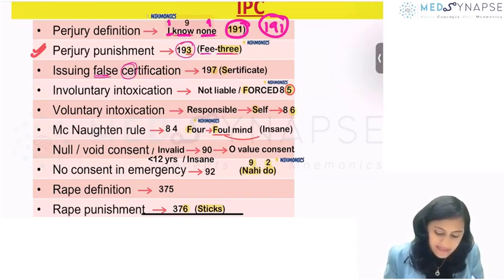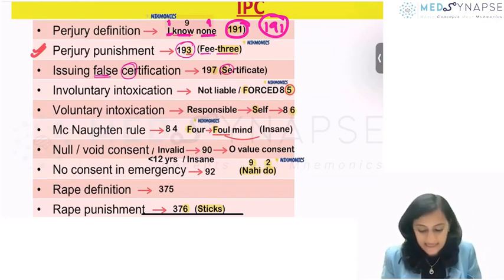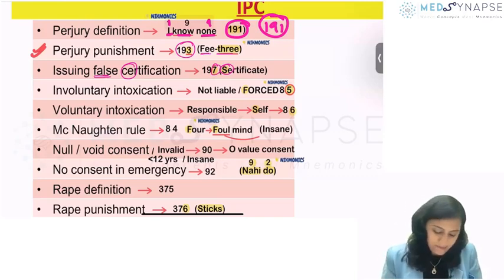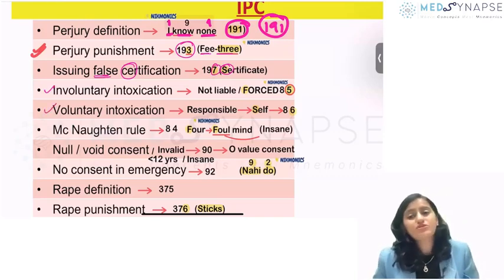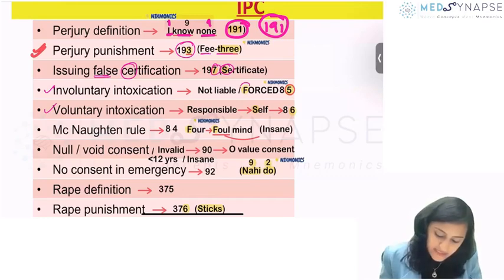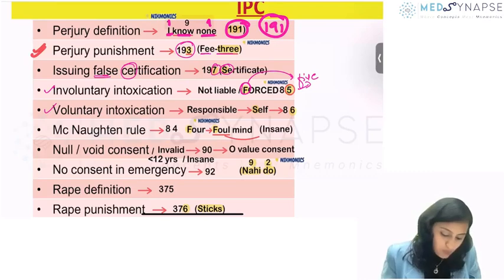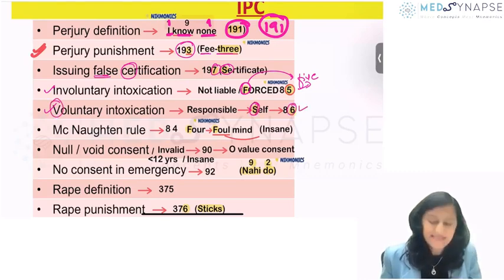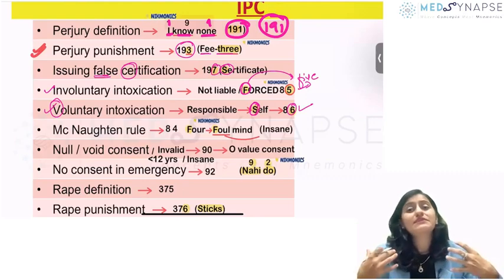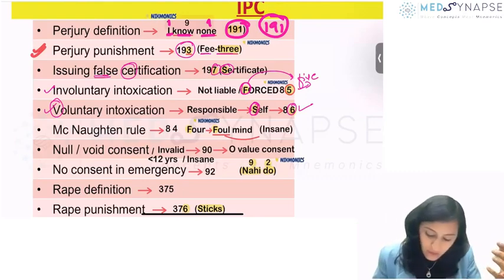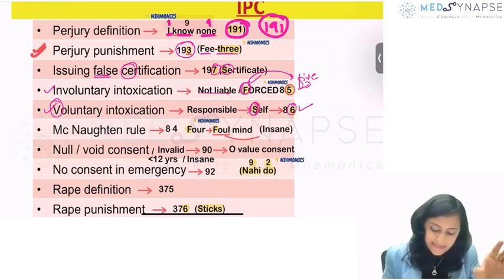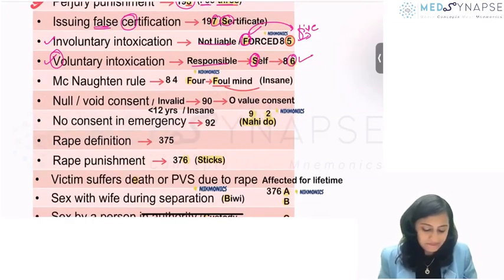False certificate, remember certificate is certificate, you can write it as SE, 197. Intoxication, involuntary, voluntary. Involuntary means I did not do it out of my choice, I was forced. So forced intoxication, F forced is 85. And when it is self-intoxication, out of self-choice, voluntary is self-choice, remember it is 86. When it is self-choice, I'll be responsible for it. When I am forced, I will not be responsible for it. So remember, 85 is forced, not liable. 86 is self, that is voluntary and responsible.